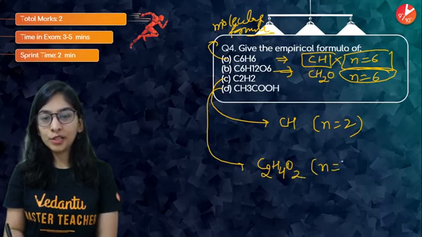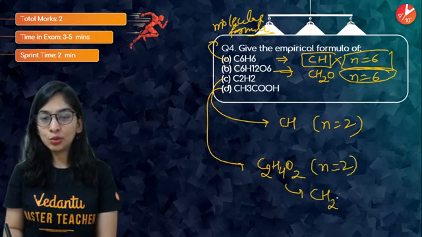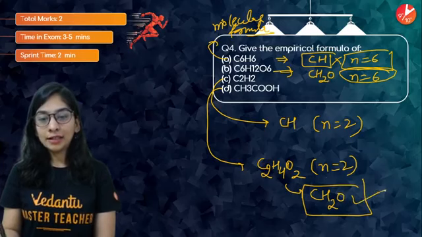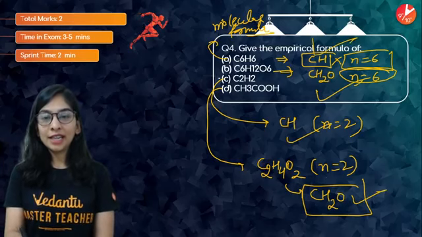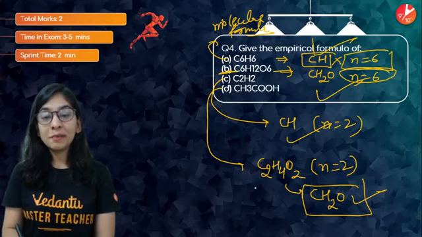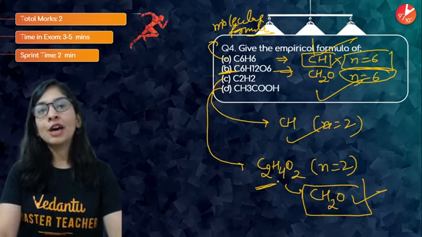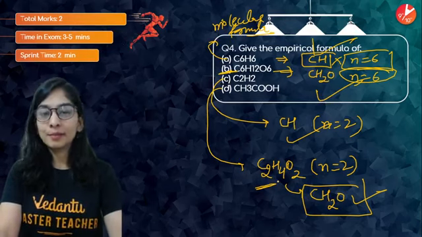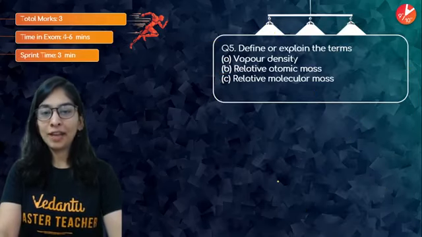So N value is 2. If you divide by 2, you will get CH2O. That's the empirical formula. That's what we needed to solve. Got it? Easy? So can you see? Glucose has the same empirical formula as my acetic acid. So the empirical formula of two compounds is not telling the exact compound, but only the simplest whole number ratio of atoms that is involved. Easy? Okay.